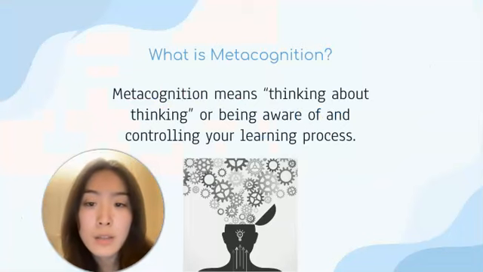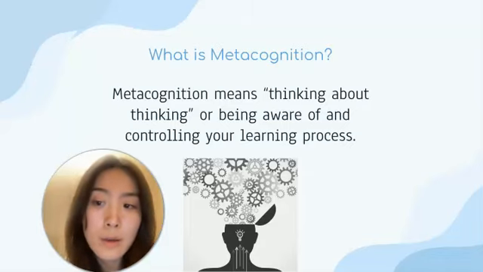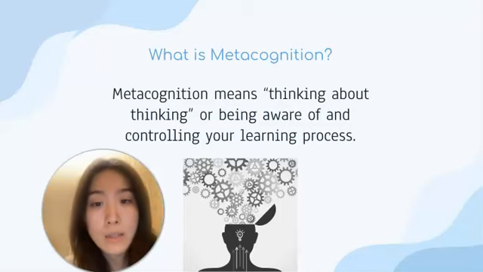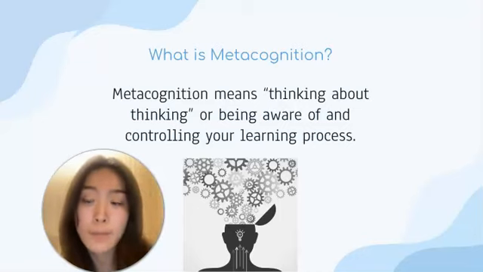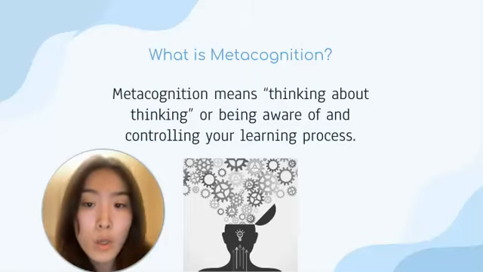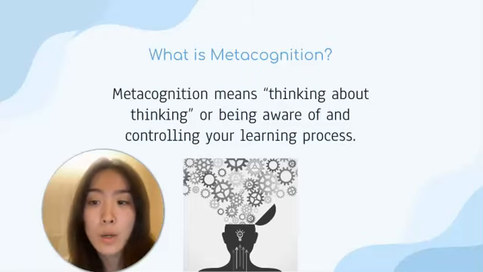Now let's add metacognition to the mix. Metacognition is simply thinking about thinking. It's the ability to be aware of and manage your own learning process. When students practice metacognition, they are more in control of their learning. It's like having a toolbox to help them know what strategy works best for them.